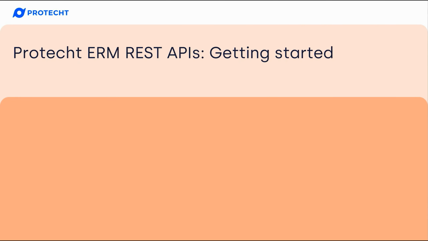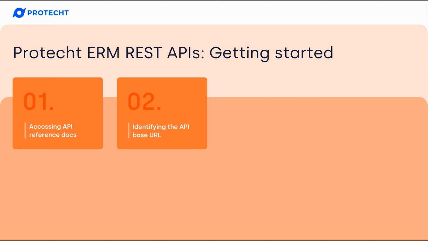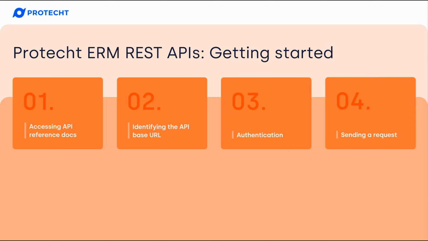So here's a quick breakdown of what this video will cover. First, we'll look at how you access the API reference docs for information about operations, then how to identify your API base URL. Next, we'll go through authentication and setting up your API access, then sending a request and using the response data to perform a second request.